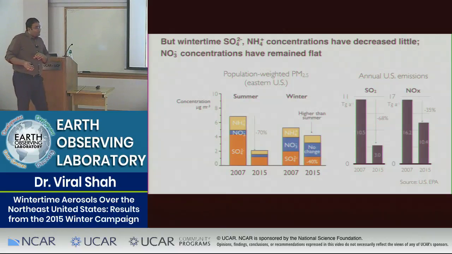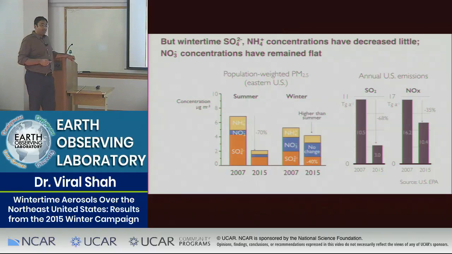The chemistry of the atmosphere has changed as well. The pH of the atmosphere has changed, has probably increased, at least in the summer. And that's why ammonium has gone down.